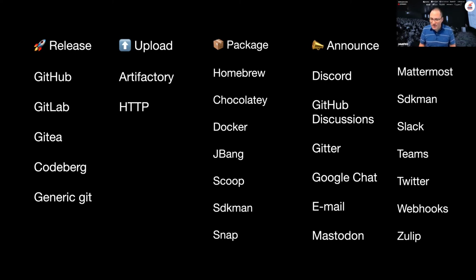SDKMAN works on all platforms pretty much, and Snap is for Linux, and I think it's also possible with OS X, but not that many people use it, if I'm not mistaken. And finally, you can announce a release to many different distribution channels. The most popular ones will be SDKMAN or Twitter or Slack, but we also support many others. And we support custom webhooks. So if a service is not listed here, but it supports incoming webhooks, it's just a matter of configuring the URL and off you go.